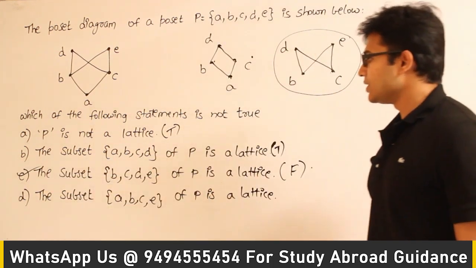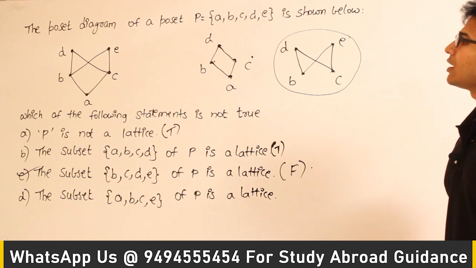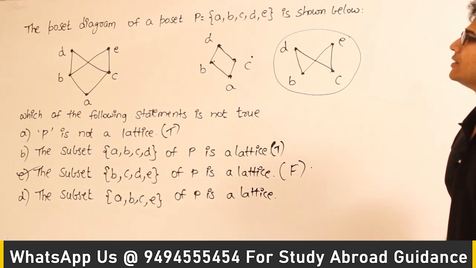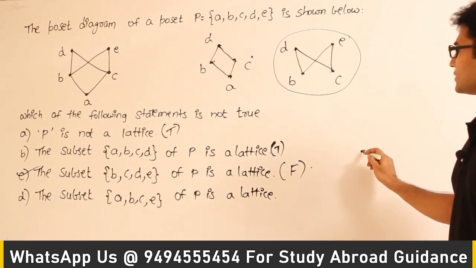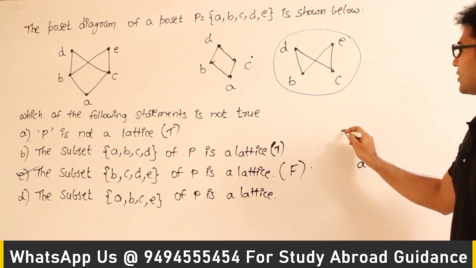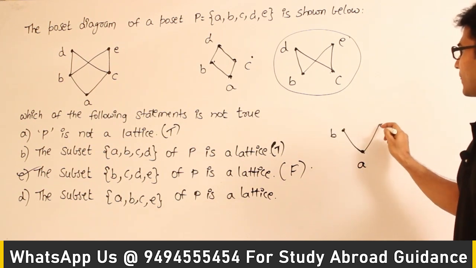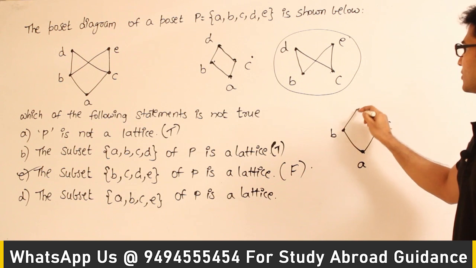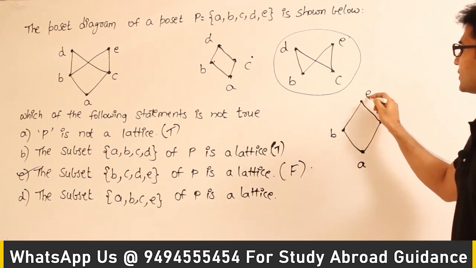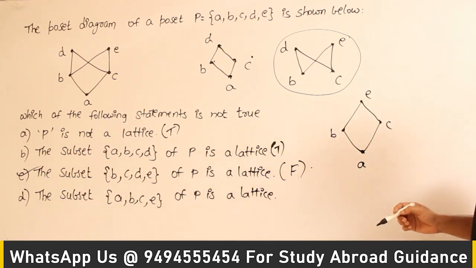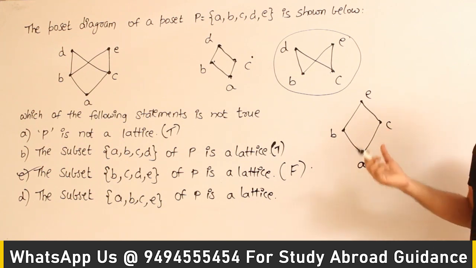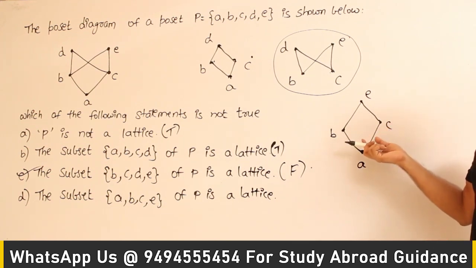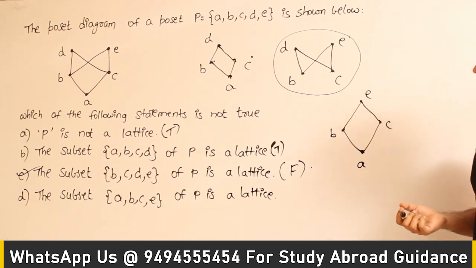Now let's see option D also, {A, B, C}. They are asking about A, B, C. If you take A, B, C, A is here, B is here, C is here and E is here, right? If you take A, B, C, it is a lattice because if you take any pair of elements, there is clearly a least upper bound and greatest lower bound.